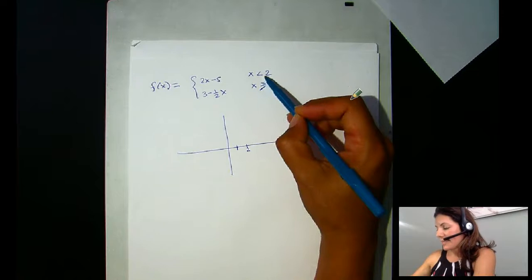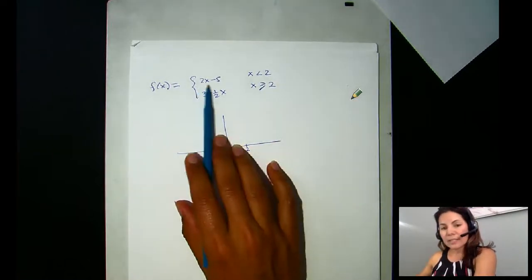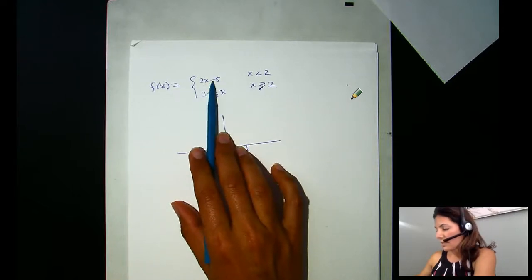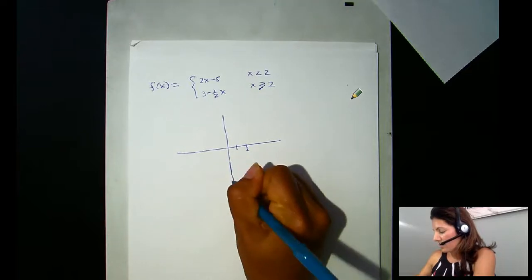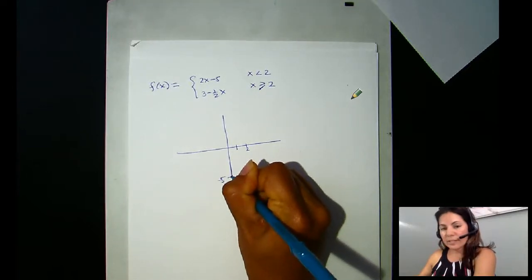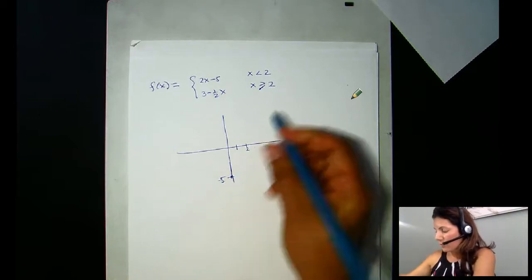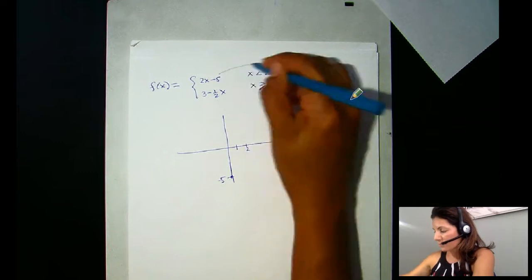So when x is less than 2, so smaller than 2, on the left side of 2, we look at the line y equals 2x minus 5. This line has a y-intercept at negative 5. I'm going to go down to negative 5, and I know it has a y-intercept there. And then it has to somehow come to 2. Well, what is the value of this function at 2?